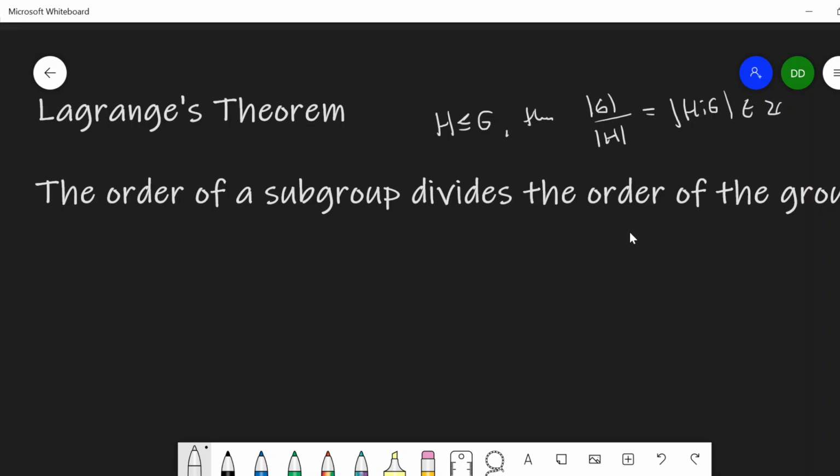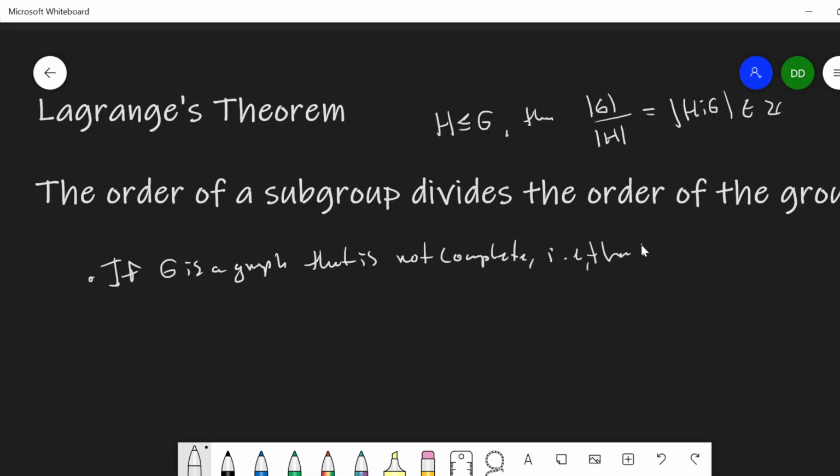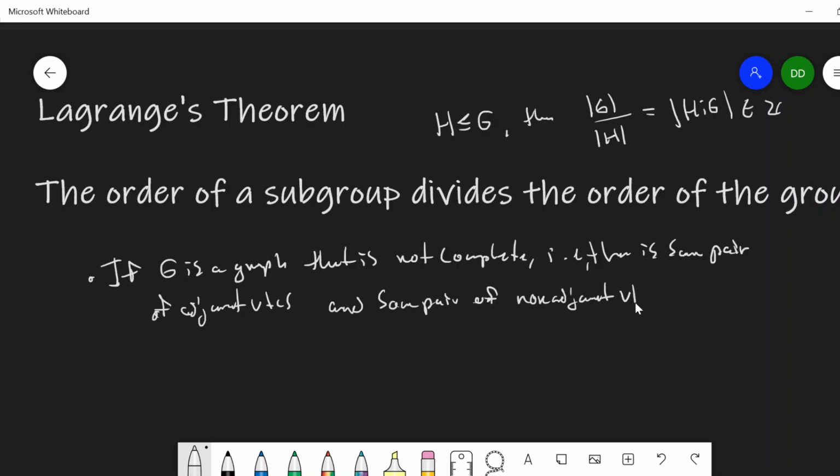So this is a nice result, and now we'll couple this with a realization that if G is a graph that is not complete, and I should say not complete and not empty, that is, we have some pair of adjacent vertices and some pair of non-adjacent vertices.